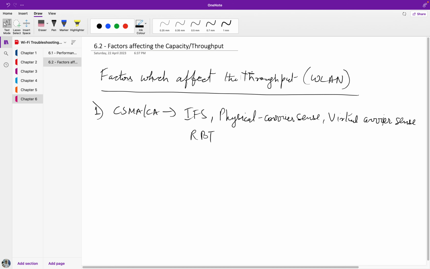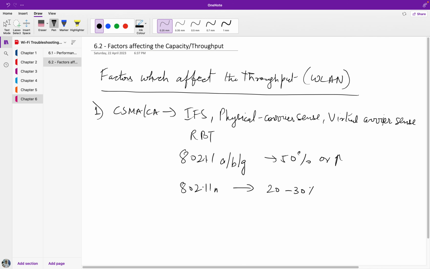In fact, in 802.11 a/b/g networks, the medium contention overhead is usually 50% or greater. So it's 50% or a little higher than that. In .11n, the medium contention overhead has reduced to around 20 to 30%.